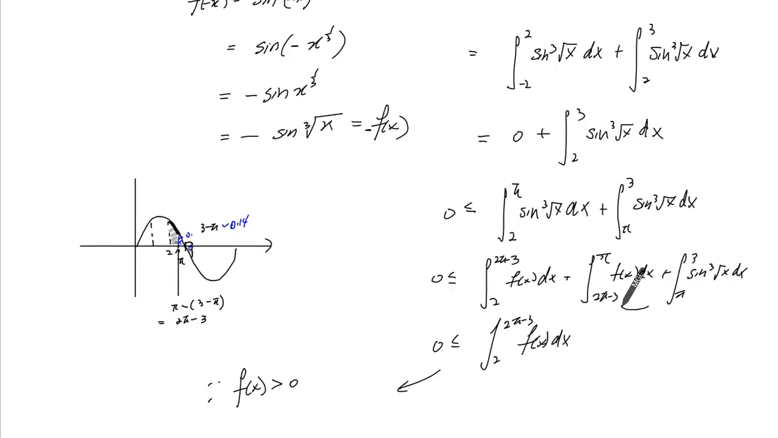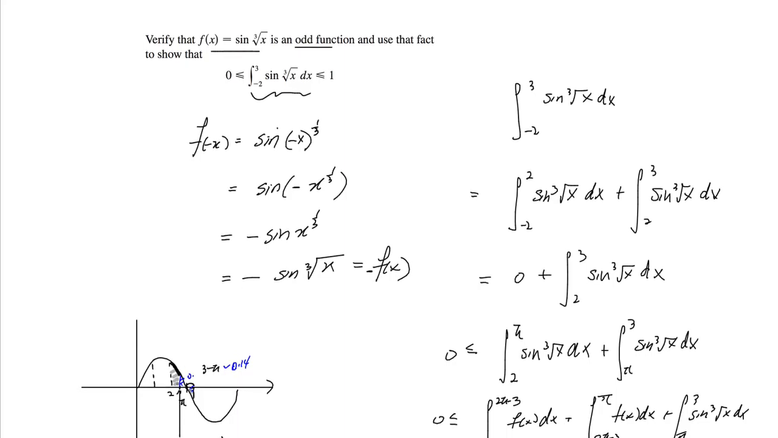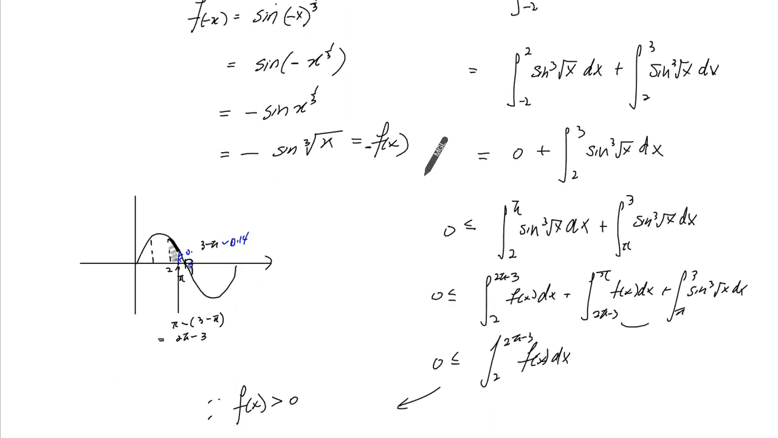I guess we can say as a side here, since f at x is greater than 0. Right? From 2 to 2 pi minus 3, the function itself is above the x-axis. So we can say the integral is greater than or equal to 0. Lastly, we have to show that it's less than or equal to 1.